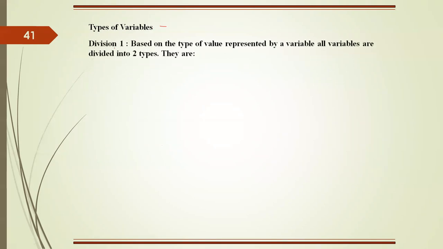Type of variable. Definition is based on the type of value represented by a variable. All variables are divided into two types: primitive variable and reference variable. Okay, what is the primitive variable?